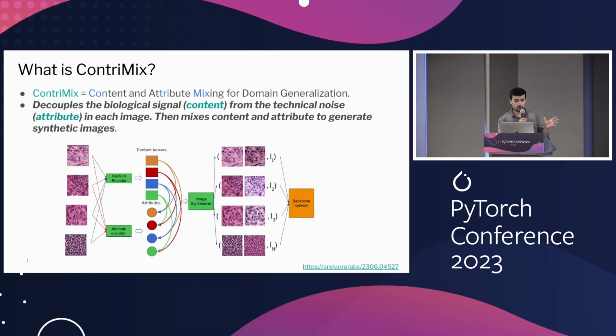ContriMix aims to solve this problem. It stands for content and attribute mixing. And the central idea is simple. It is to decouple the biological signal from technical noise in an image and then mix them to create synthetic images.